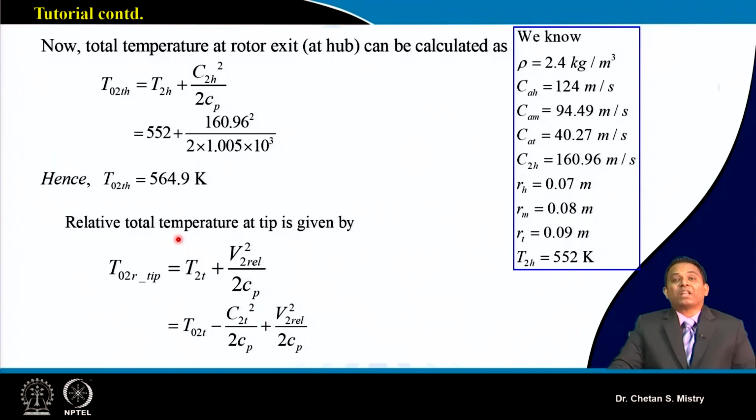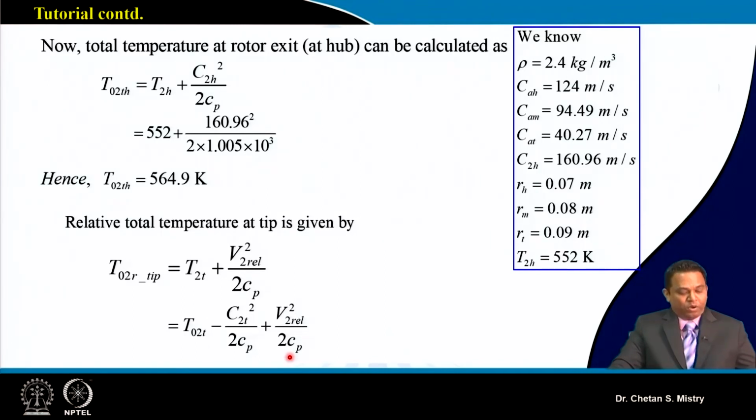Now what exactly we are looking for is my relative critical Mach number, and that is the reason we must have the relative total temperature. So we can write it down here. This is given by the static temperature at the tip plus the relative velocity at the exit of my rotor, V2 square by 2Cp. The static temperature at the tip can be rewritten as T02 minus C2 square by 2Cp, plus V2 square by 2Cp.